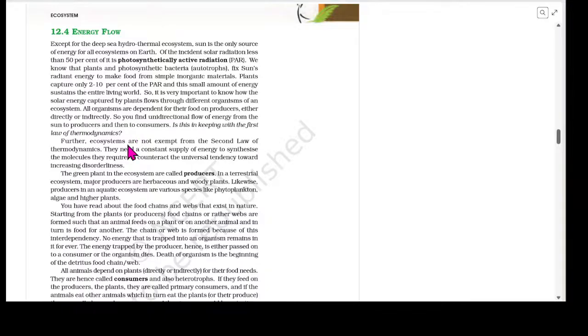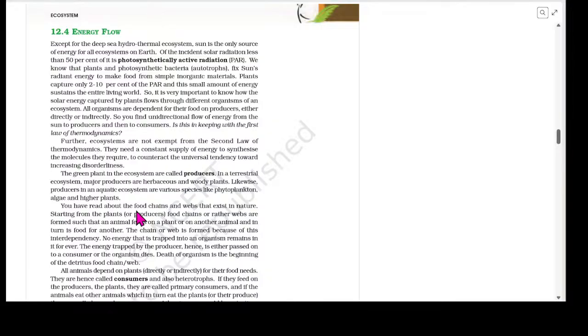Further, ecosystems are not exempt from the second law of thermodynamics. They need a constant supply of energy to synthesize the molecules they require to counteract the universal tendency towards increasing disorderliness. The green plants in the ecosystem are called producers. In a terrestrial ecosystem, major producers are herbaceous and woody plants. Likewise, producers in an aquatic ecosystem are various species like phytoplankton, algae, and higher plants.